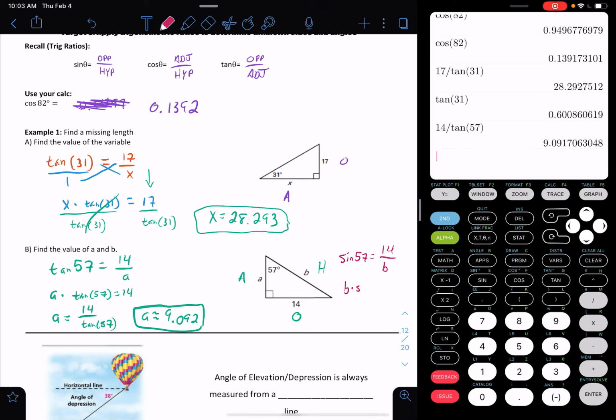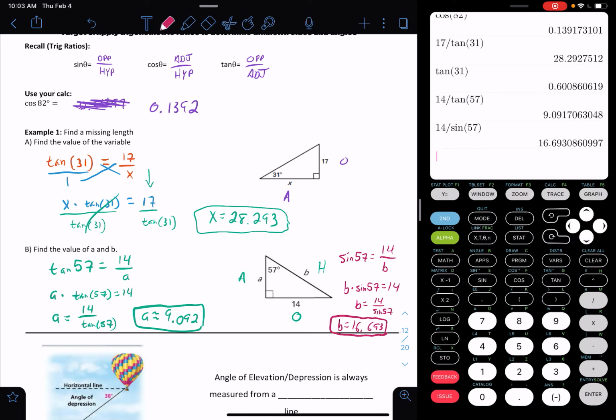So I get B times sine of 57 equals 14. So B equals 14 divided by sine of 57. Plug that into my calculator. 14 divided by sine 57. And I will get B equals 16.693.